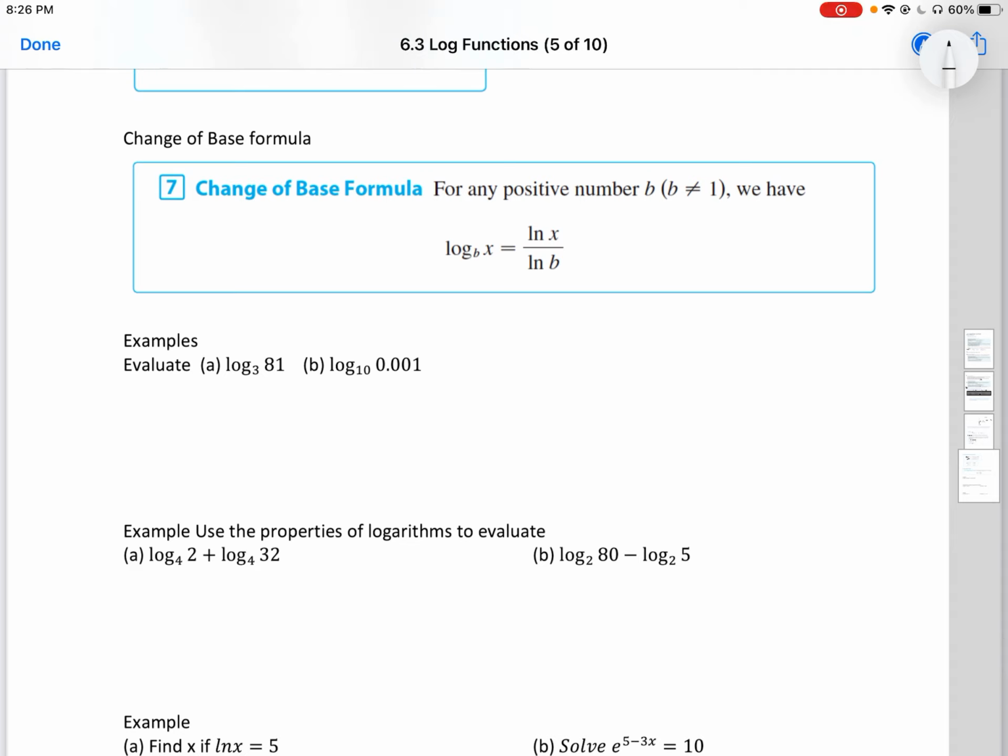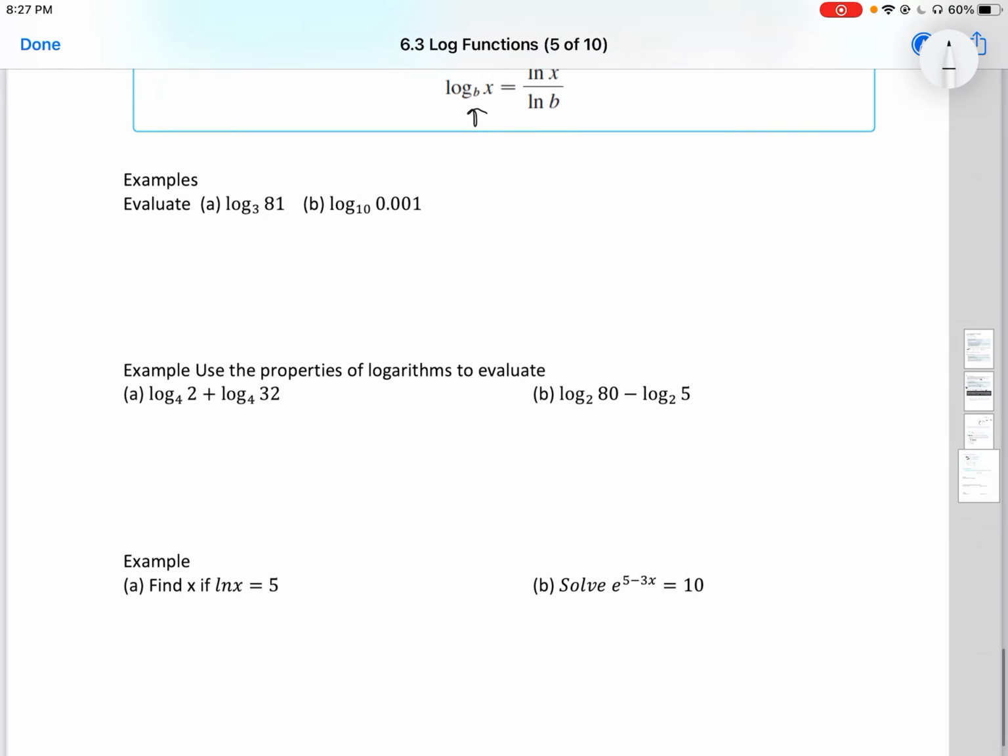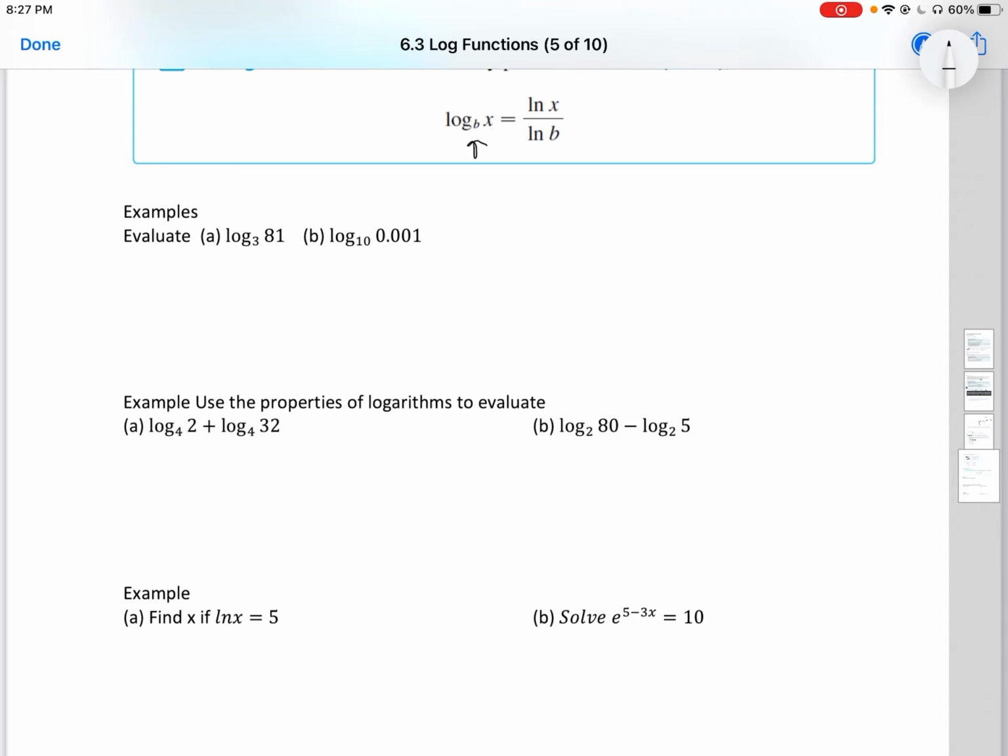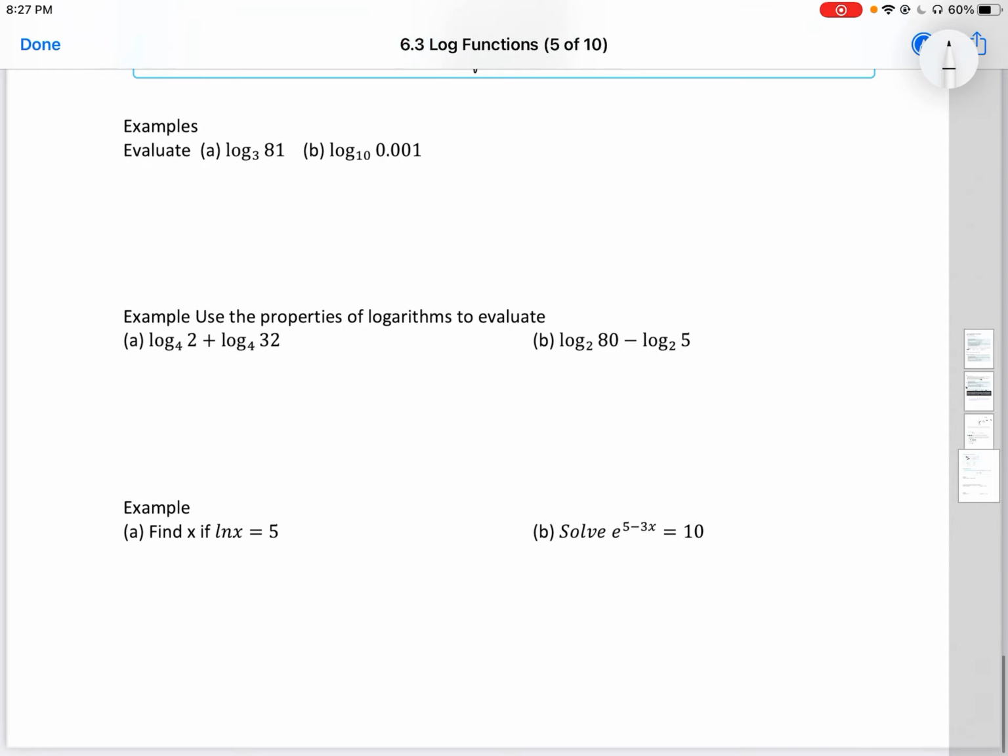Change of base formula. Sometimes we're given a base other than 10 or e. If we wish to evaluate, we can do so by taking the log or ln of our argument divided by the log or ln of our base. All right, we're pretty much done with the section. Just a couple of examples so that we remember how to use our logarithmic and ln rules.